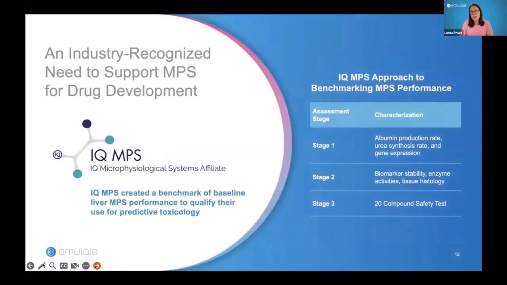So as I mentioned, we used guidelines from the IQ-MPS consortia. They set about producing a series of manuscripts which guided folks like myself to build an appropriate liver model. When you look at this particular paper, it's essentially broken down into 3 stages. First of all, they're asking developers really to take a look at baseline functionality of the chip. So for example, albumin production, urea synthesis, and gene expression. Then one would move to a more in-depth analysis around biomarker stability, enzyme activity, and tissue histology.